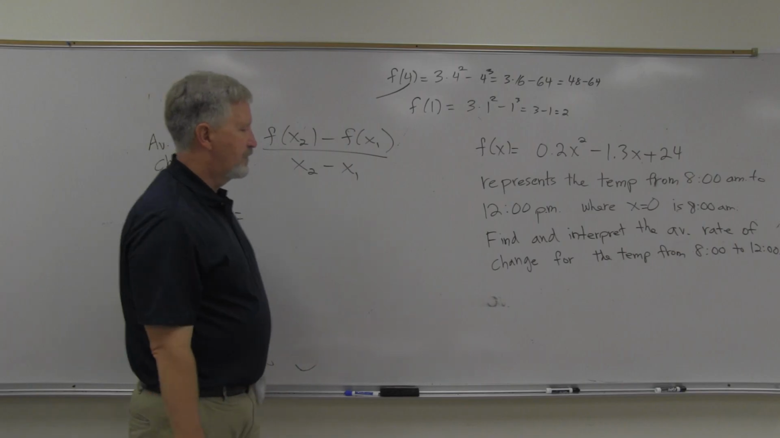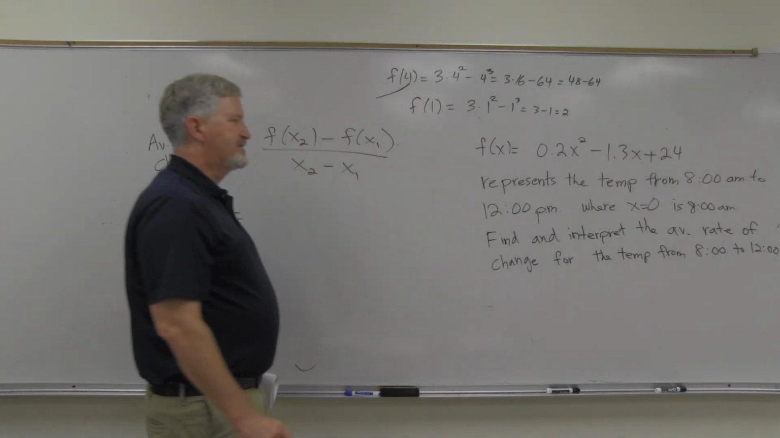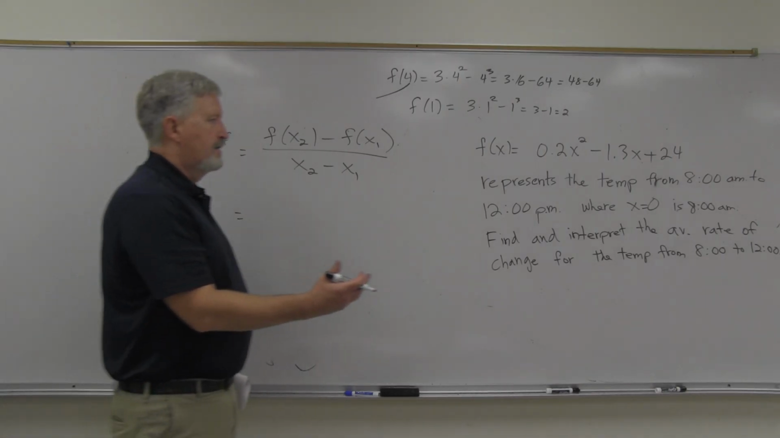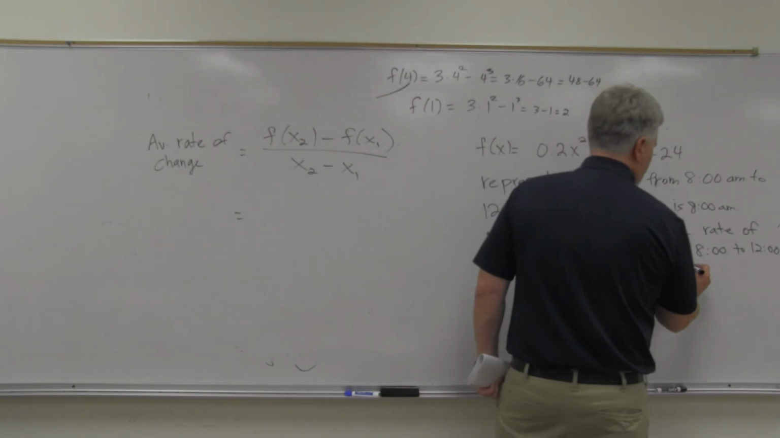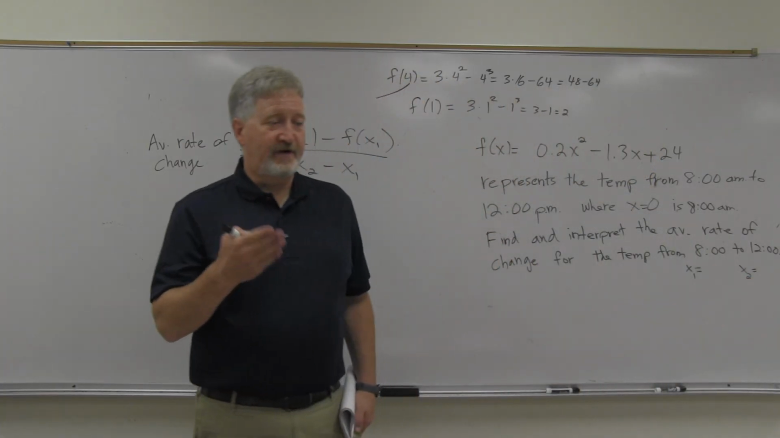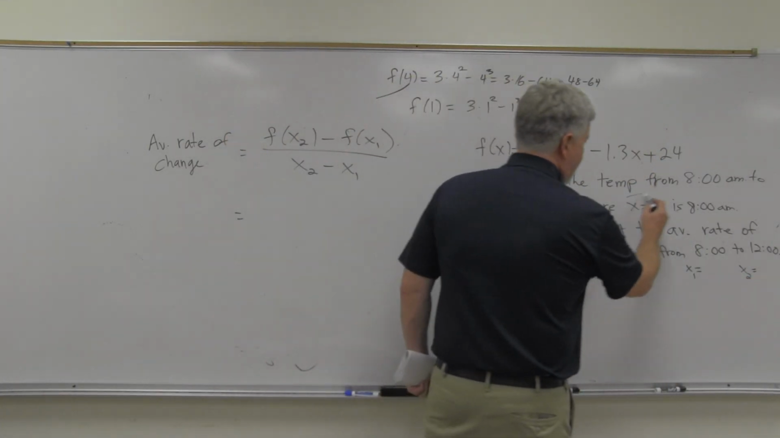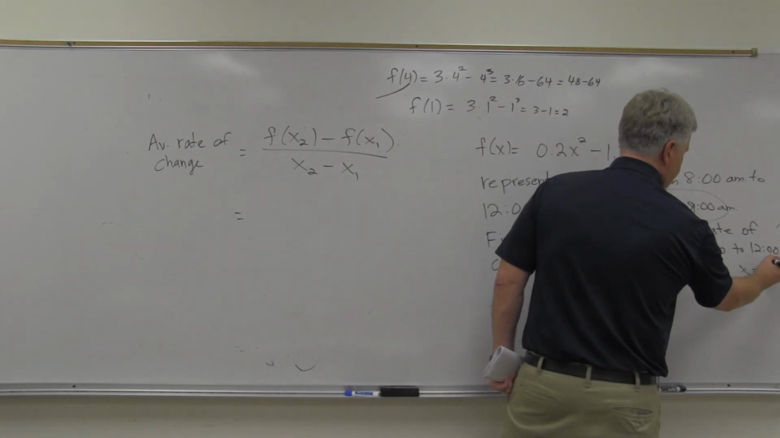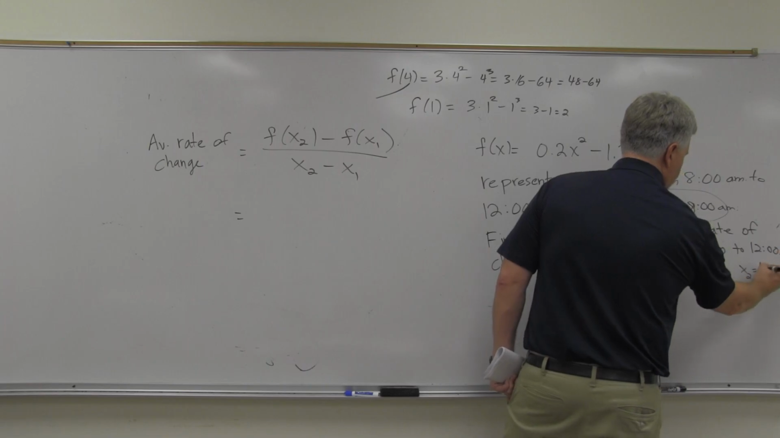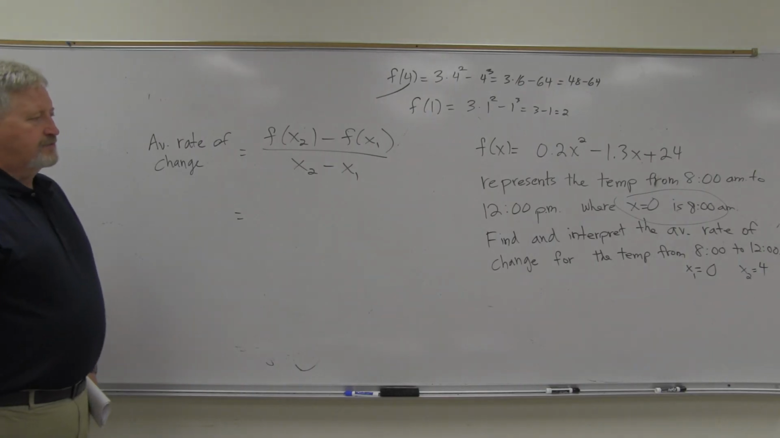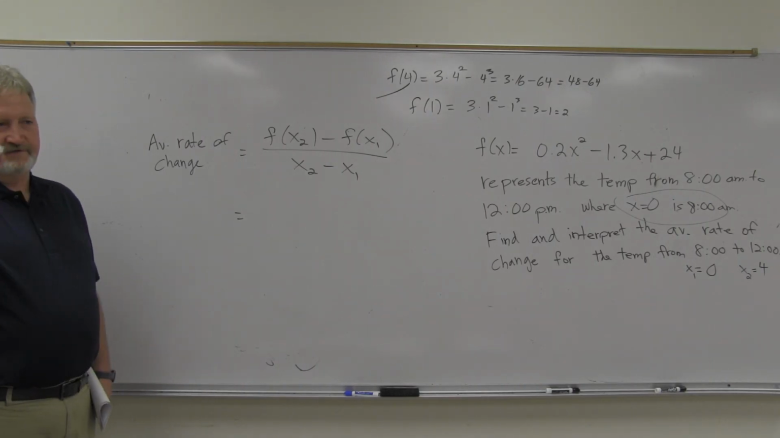All right. So what have I got here? As far as the x's go, the x's are the times, right? So 8 a.m. would be my x1, and 12 p.m. would be my x2. But that's also with the conversion here. We know that x equals 0 is 8 a.m., so what would that make x2? 12 p.m. is 4 hours from 8 a.m. So my x1 and x2 are 0 and 4. That's the first thing to understand there.